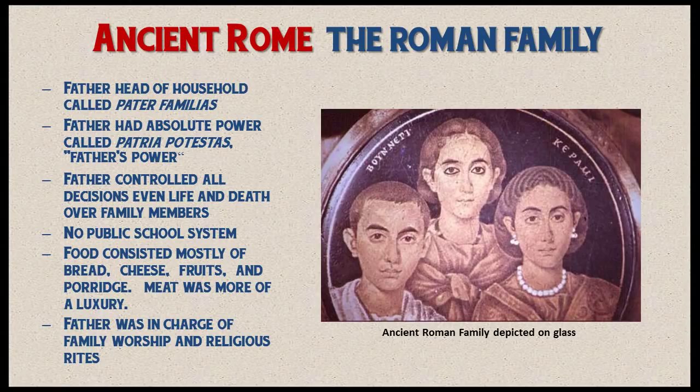Now, the food mostly consisted of bread, cheese, fruits, and porridge. Meat was more of a luxury, but that depended on where you lived. If you lived in the city, meat was harder to come by. But if you lived out in the countryside, it was more common to have meat at your meals because it was easier to hunt.